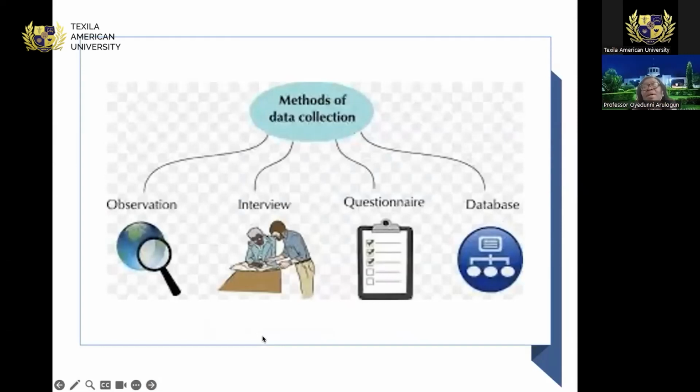Now that takes us to methods of data collection, depending on our objectives, depending on what we are looking for. We can either use observation, we can either use interview, either key informant interview or in-depth interview, depending on the subject of inquiry. We can use a questionnaire, and we can use an existing database, for example, the demographic health survey data. We can use that and do secondary analysis. So it also depends on what our focus is, what data we are collecting.